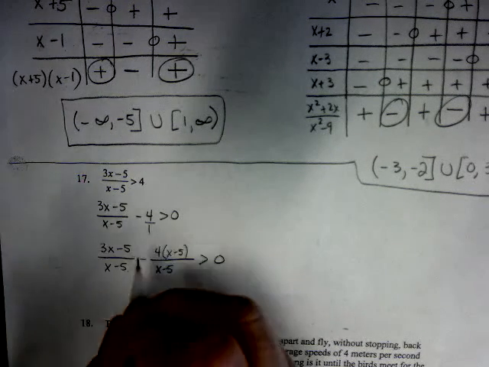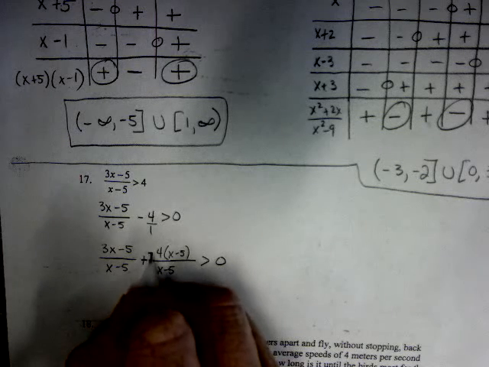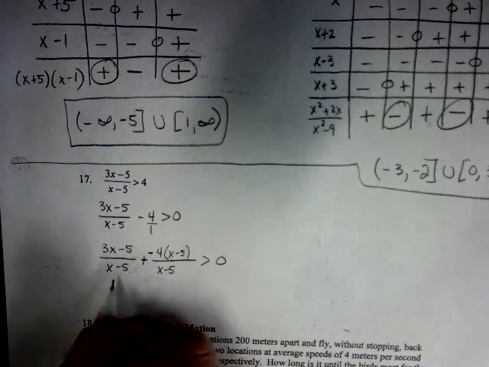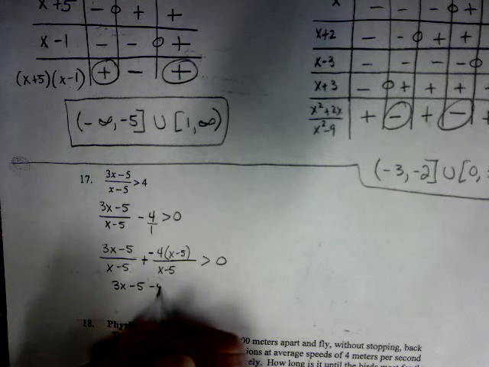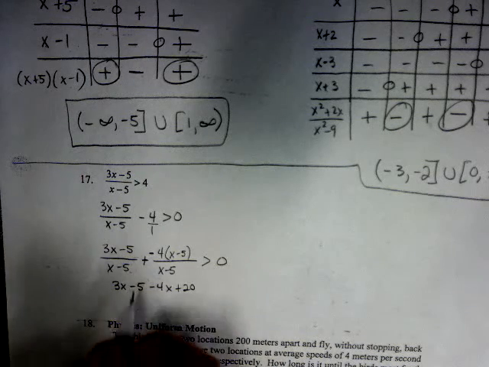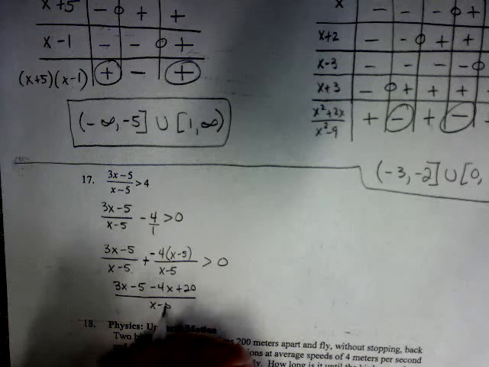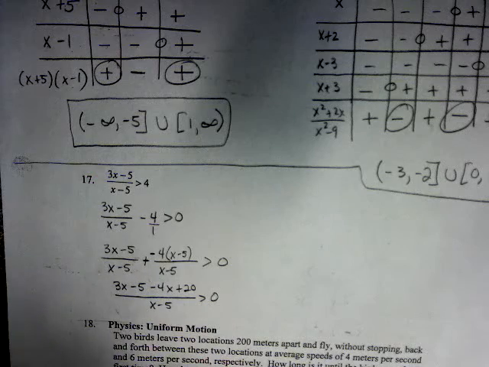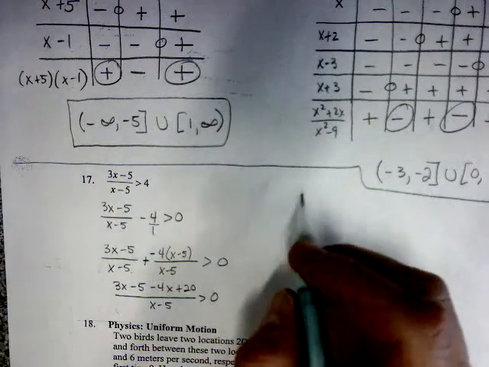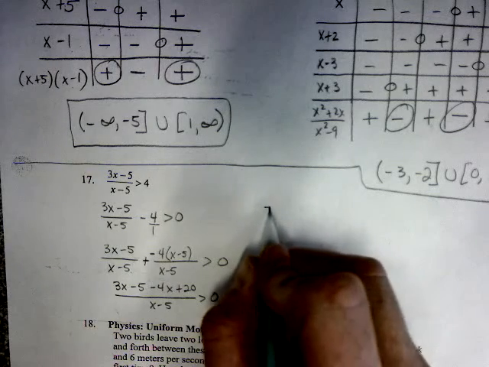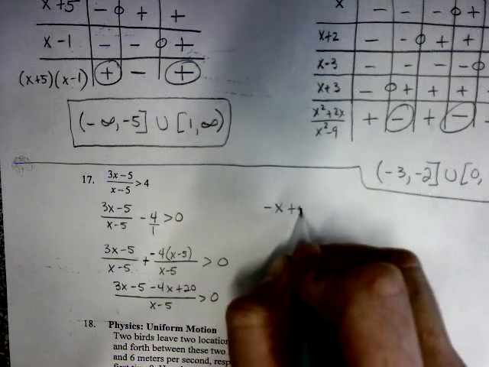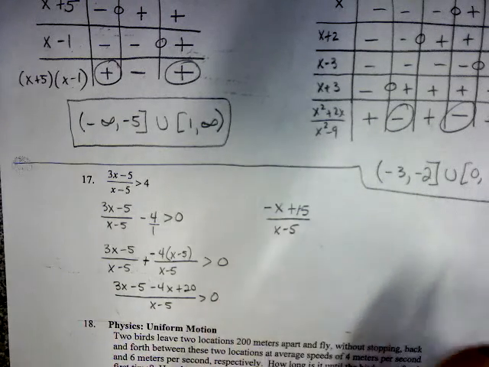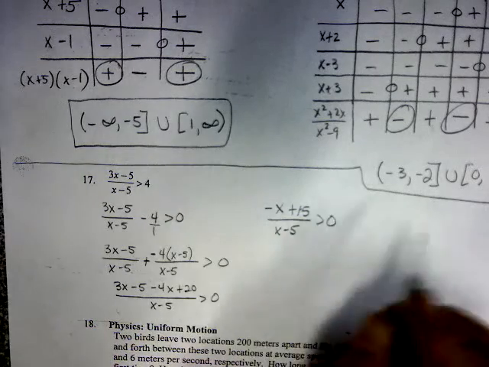Okay, so I'm going to change this negative to a positive and put that negative with the 4 so that I can remember to distribute that negative sign through. So I'm going to get (3x minus 5 minus 4x plus 20) all over (x minus 5) is greater than 0. I can now simplify my expression, and I will get 3x minus 4x, which is a negative x, and then plus 15, all over x minus 5, is greater than 0. Set up a little sign chart.